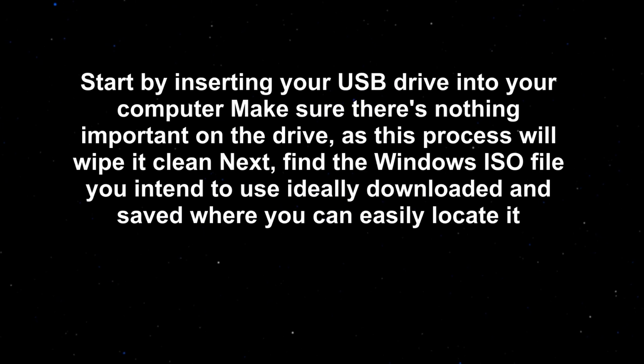Let's get started. Start by inserting your USB drive into your computer. Make sure there's nothing important on the drive, as this process will wipe it clean. Next, find the Windows ISO file you intend to use, ideally downloaded and saved where you can easily locate it.